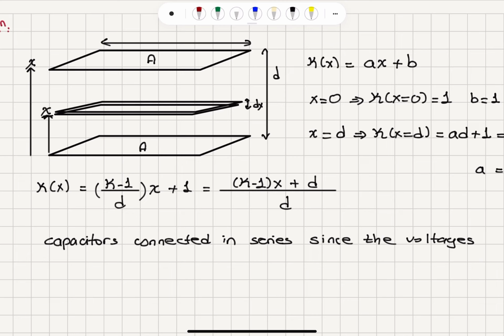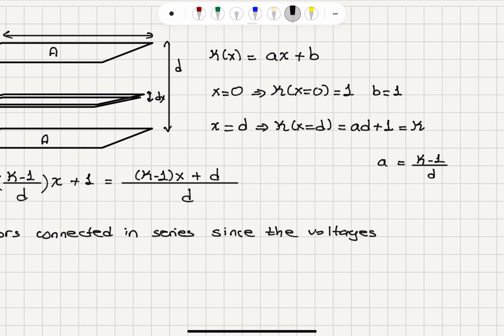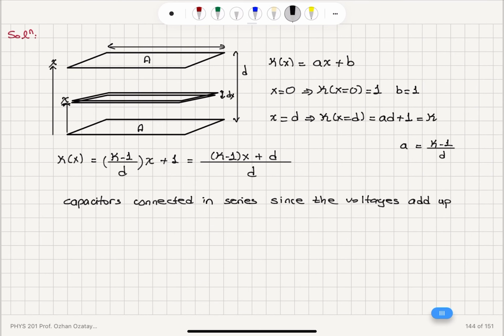And why is that? Because going from one plate to the other plate, I'm looking at the voltage between the plates of this differential capacitor here. And for all of those, the voltages add up to the total voltage between the top and bottom plate. So since the voltages add up, they will have a series connection. If the voltages were the same, then it would be a parallel connection.